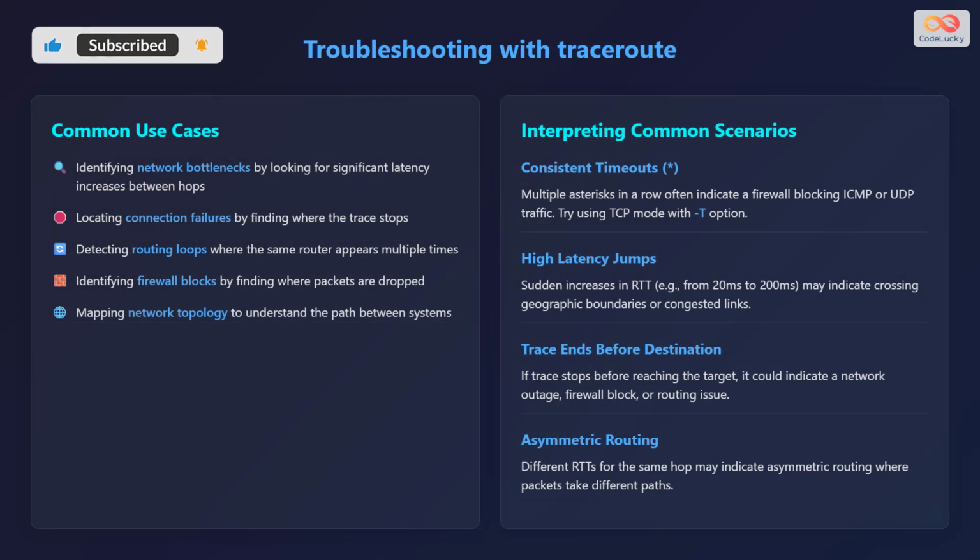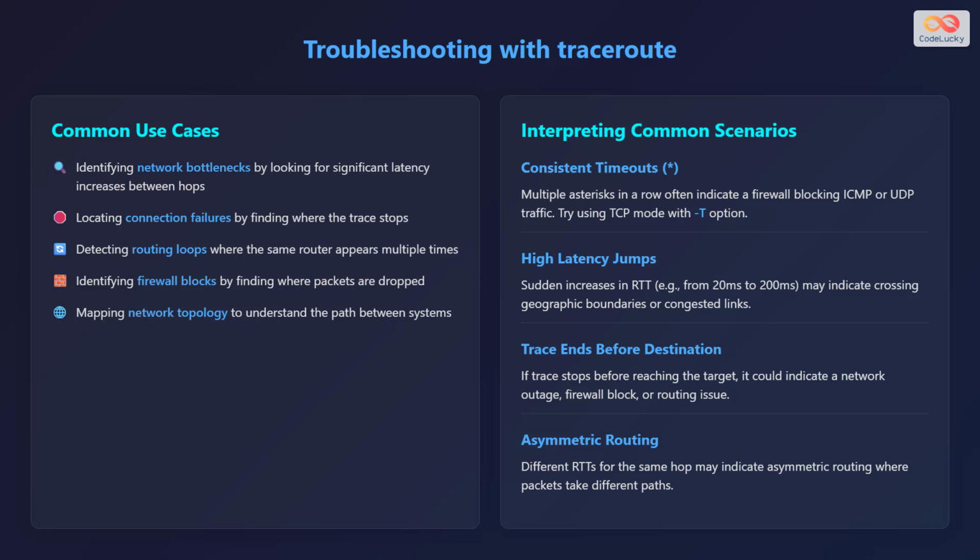Traceroute is useful for many common use cases, including identifying network bottlenecks by looking for significant latency increases between hops, locating connection failures by finding where the trace stops, detecting routing loops where the same router appears multiple times, identifying firewall blocks by finding where packets are dropped, and mapping network topology to understand the path between systems.